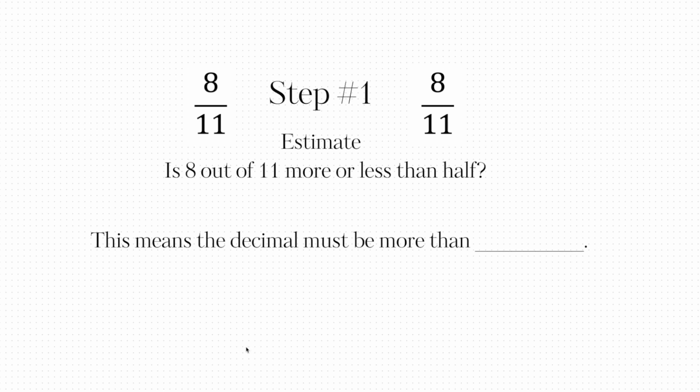All right, let's do one more together. This time we're going to convert the fraction 8/11 into decimal form. Just like we did before, we ask, is 8 out of 11 more or less than half? Going back to the basketball example, if I make 8 out of 11 shots, I'm doing pretty good. That's definitely more than half, because half of 11 is 5.5. So this means that the decimal must be more than a half, or more than 0.5. Again, we want to keep that in the back of our mind as we do the long division.